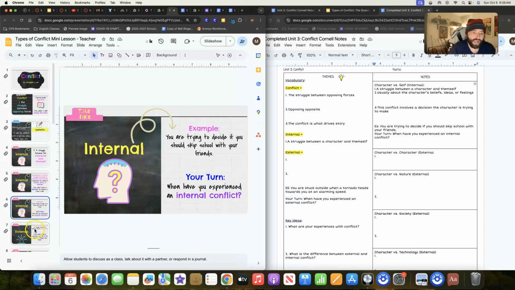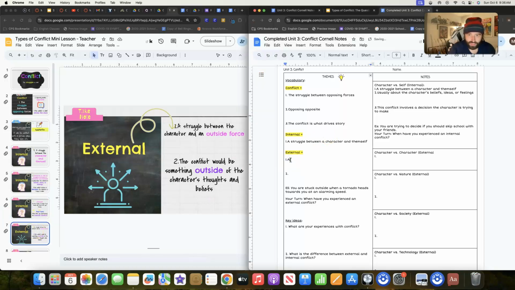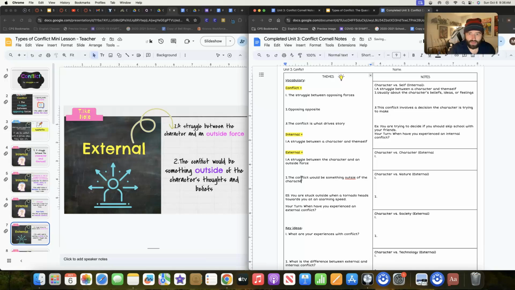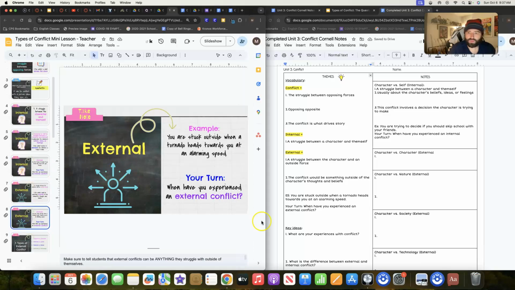So when we move on to our next type of conflict, external conflict, this is a struggle between the character and an outside force. Now we usually call this outside force an antagonist. Okay, but it's not always a clear-cut antagonist. Sometimes the antagonist needs to be explained a little bit deeper, or we need to think more about what makes that character or that thing an antagonist. The conflict would be something outside of the character's thoughts and beliefs.